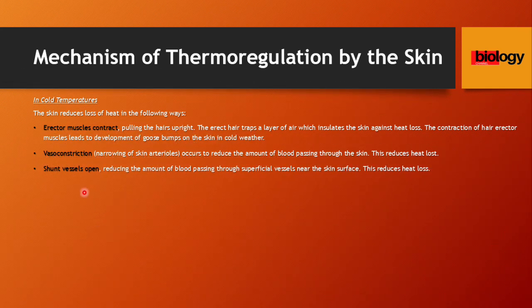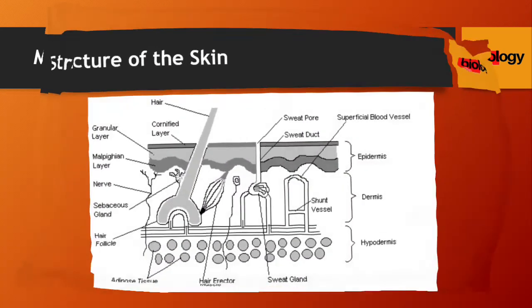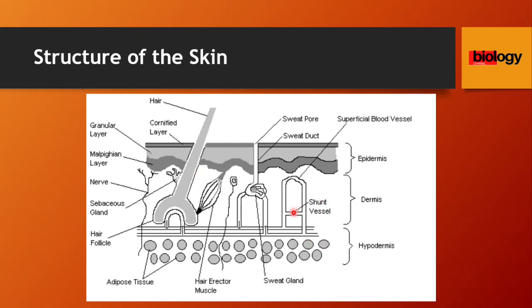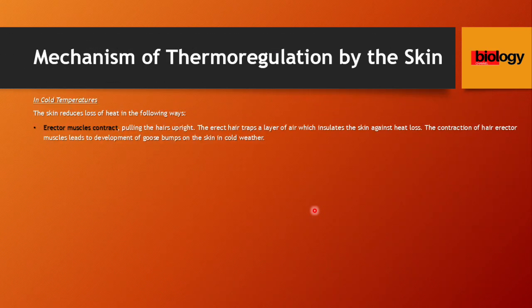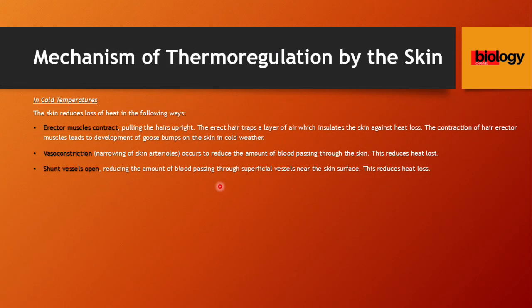shunt vessels will open. Okay, if I'm to take you back to the diagram, where are the shunt vessels? These are the shunt vessels. So instead of blood flowing through the superficial blood vessels, it will flow through the shunt vessels. Instead of it going like that, it will go like this. All right, so the shunt vessels will do what? They will open. All right, let's go back to where we were. So shunt vessels open, reducing the amount of blood passing through superficial vessels near the skin. This reduces heat loss.